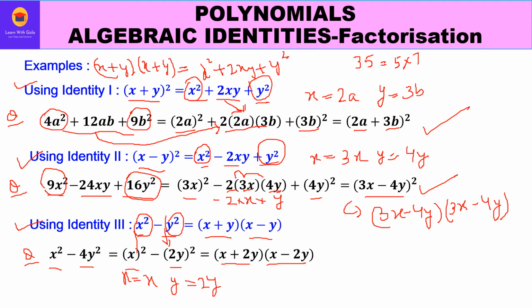So in identity 1, both were plus plus. In identity 2, both the factors were minus minus, right? Over here in identity 3, one is plus, one is minus. Okay, and there is no middle term. There are only two terms in the product, right? So the factors will have one plus, one minus, right?